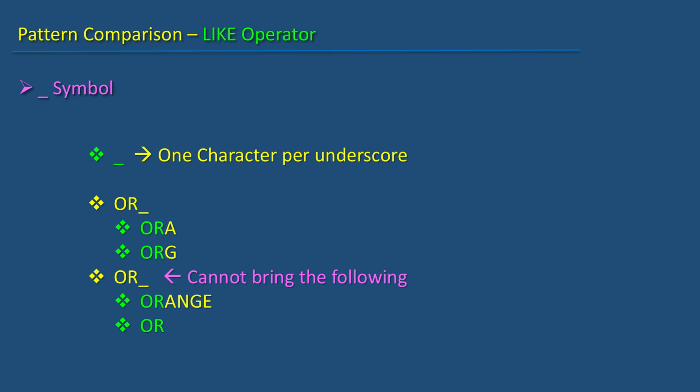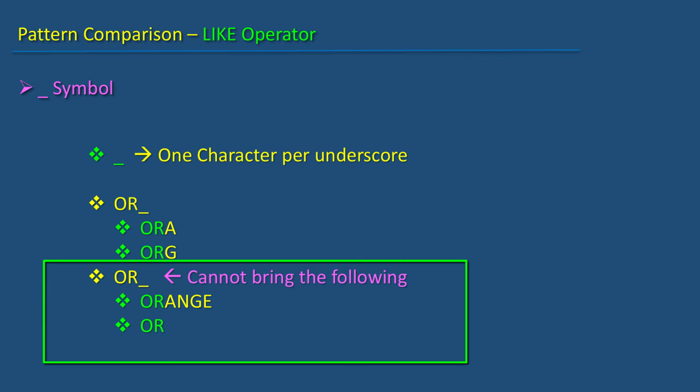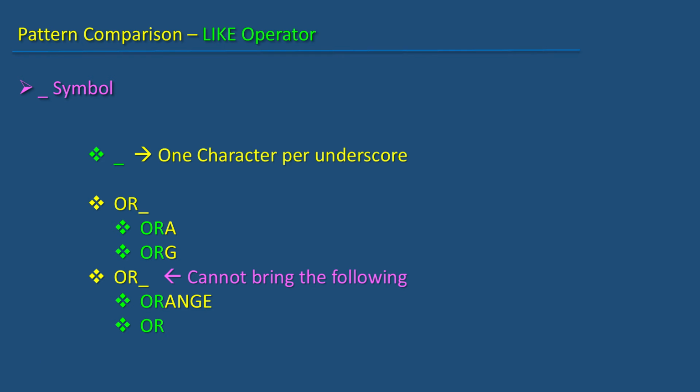If there are rows with the value orange, then it won't be a part of the result as it has more characters. It also cannot fetch the value R, as it cannot bring values with 0 characters for the underscore, unlike the wildcard character percentage.